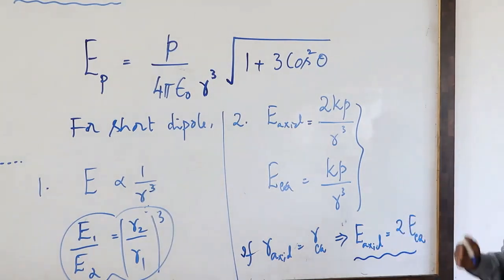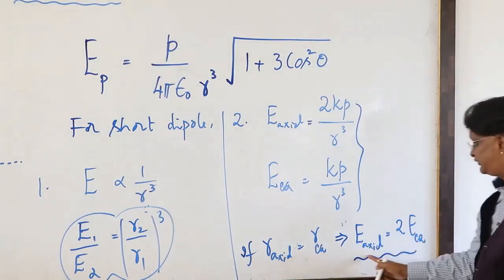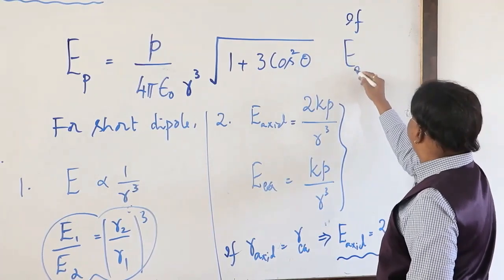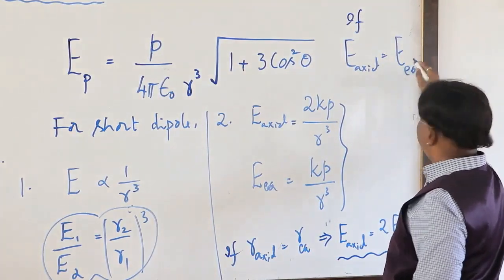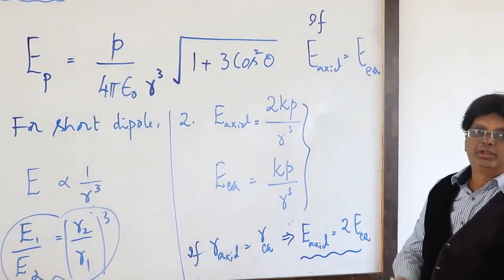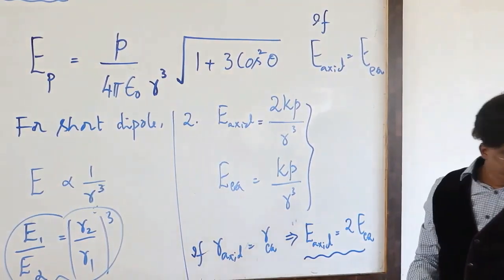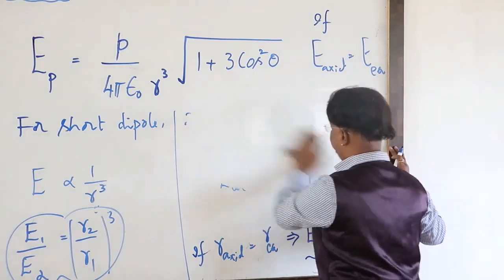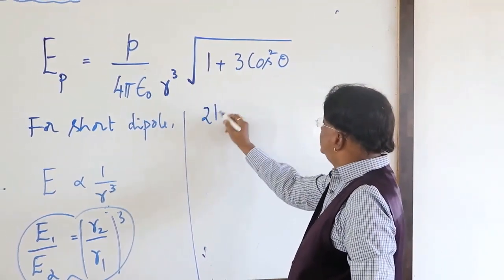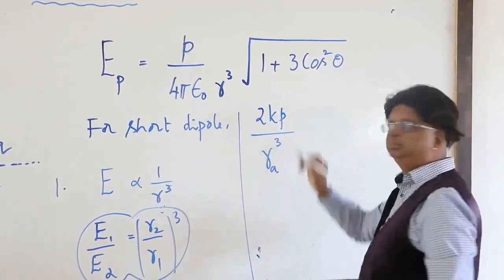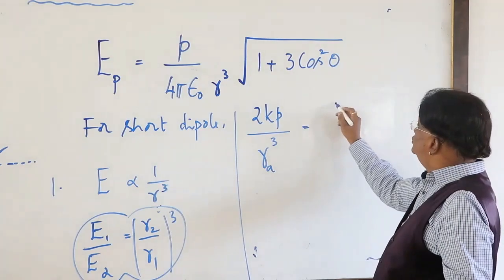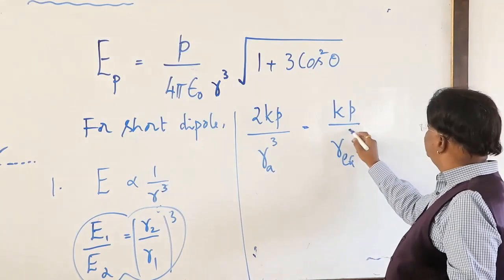Similarly, I can go on adding a few more. Look at it one more time. I said that distances are the same, and this is the intensity. Well, suppose you thought, sir, what happens if E axial is equal to E equatorial? Suppose at two points, one axial, another equatorial, the intensity is the same. Then what will be the relation between the distances? Let me write that. If E axial is equal to E equatorial, then 2kp by r axial cube is equal to kp by r equatorial cube. Because this time, intensity same means distances cannot be the same.